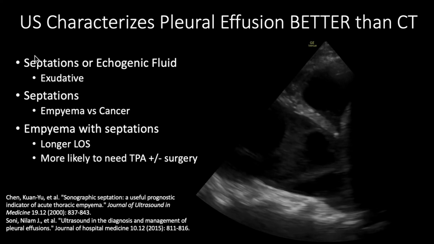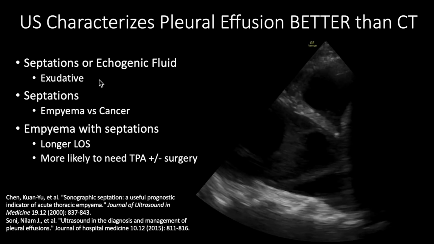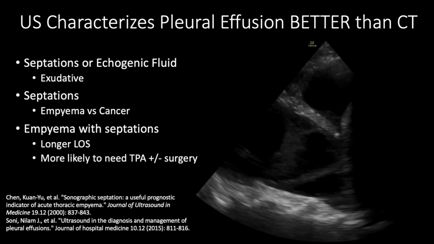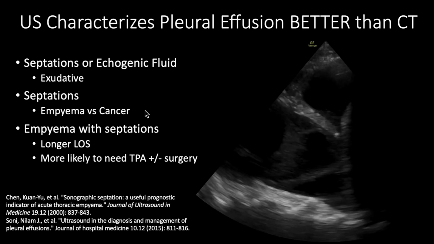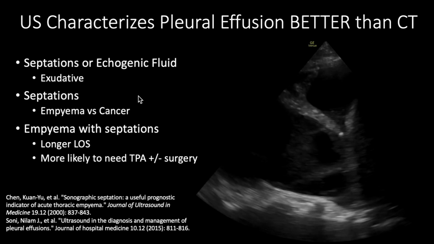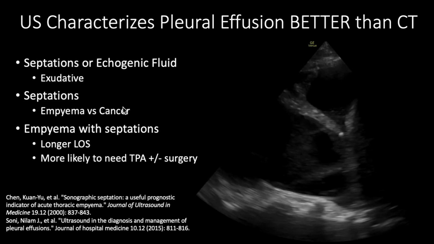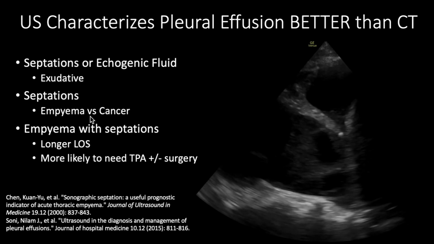So if you recall, septations or echogenic fluid are always an example of exudative pleural effusions, which should get a diagnostic thoracentesis to evaluate further. Particularly in this case, the question is, does he have empyema or cancer with septations? And since this chest x-ray was relatively clear 9 days prior, cancer would be very rapid to develop in 9 days. It's much more likely an empyema.